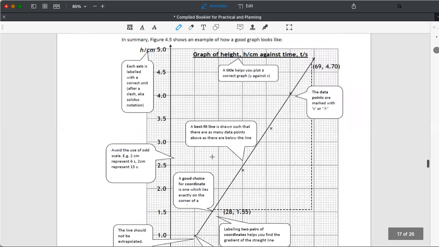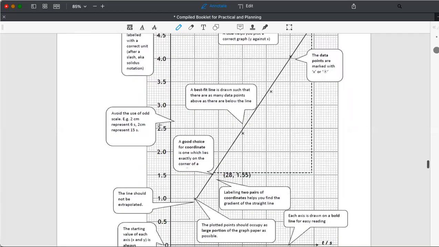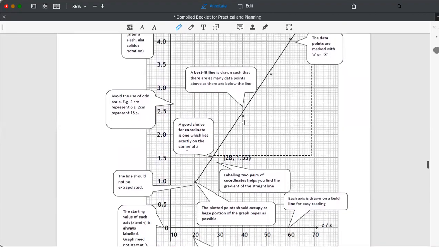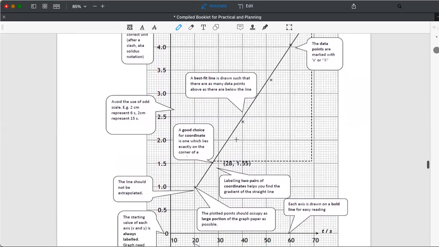Then this is another example of a good graph. Each axis is labeled with the correct unit, after a slash, only a slash. Title, good to have a title. Avoid the use of odd scales. For the best fit line, the number of data points on top and below is about the same. A good choice for coordinates: let's say they ask you to find the gradient, try not to choose the raw data that you used, okay, please. Use points that are not part of the data, okay?